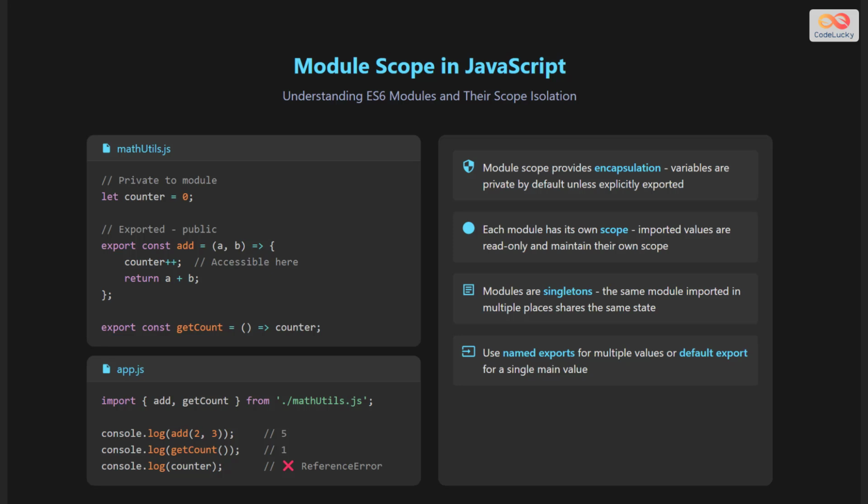Modules are singletons. The same module imported in multiple places shares the same state. You can use named exports for multiple values, or default export for a single main value from a module.